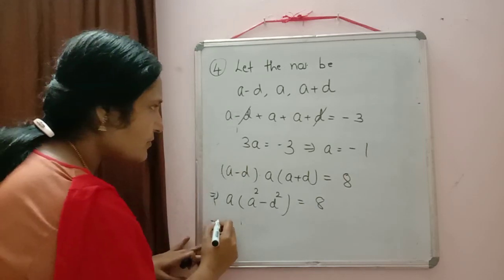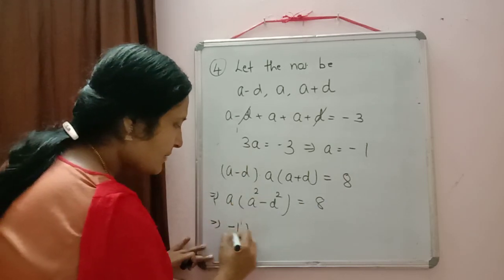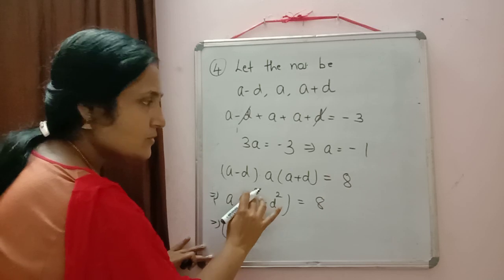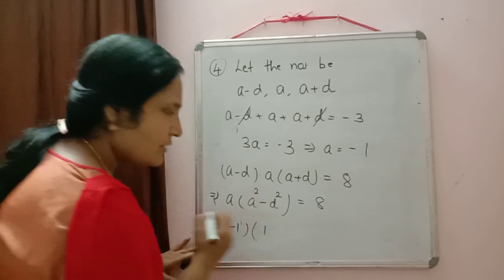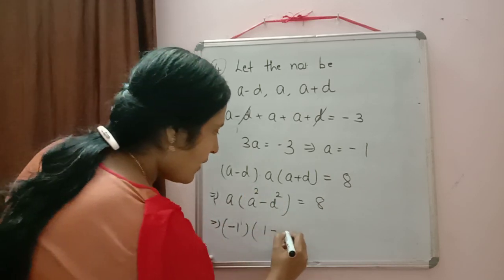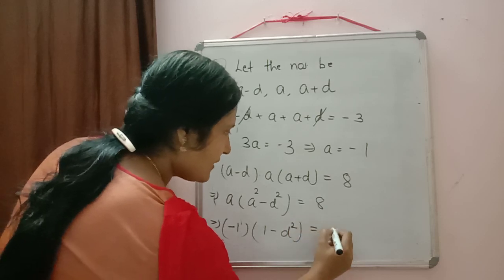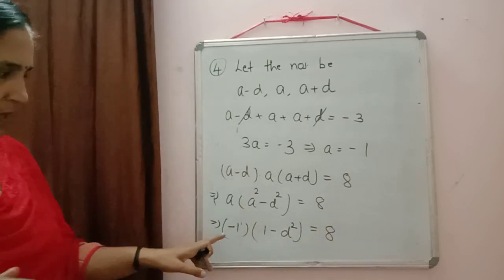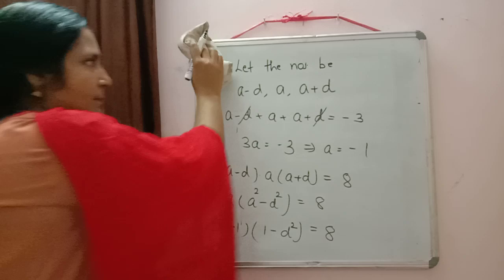Now we can substitute the value. In place of A, -1. -1 the whole square. So that will be equal to 1 only. 1 minus D square is equal to 8. Now -1 we can multiply.